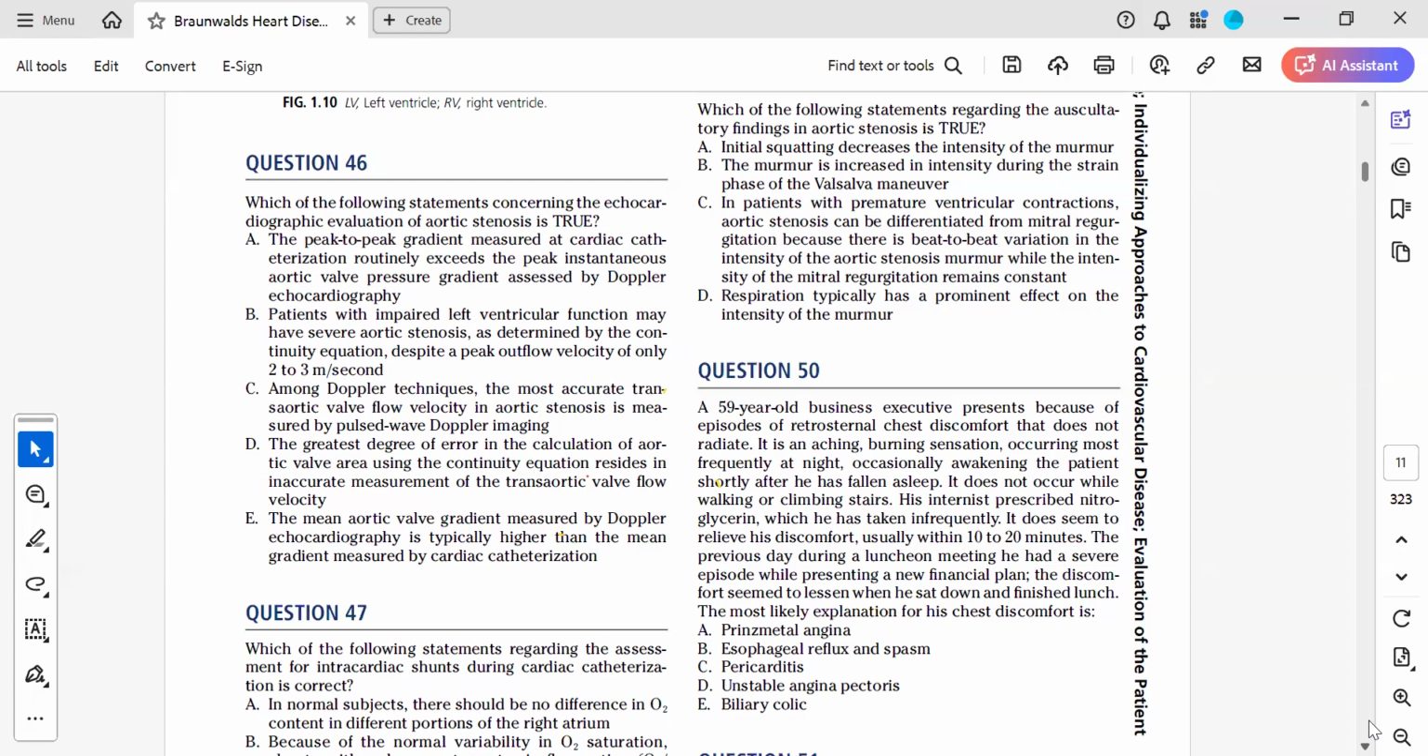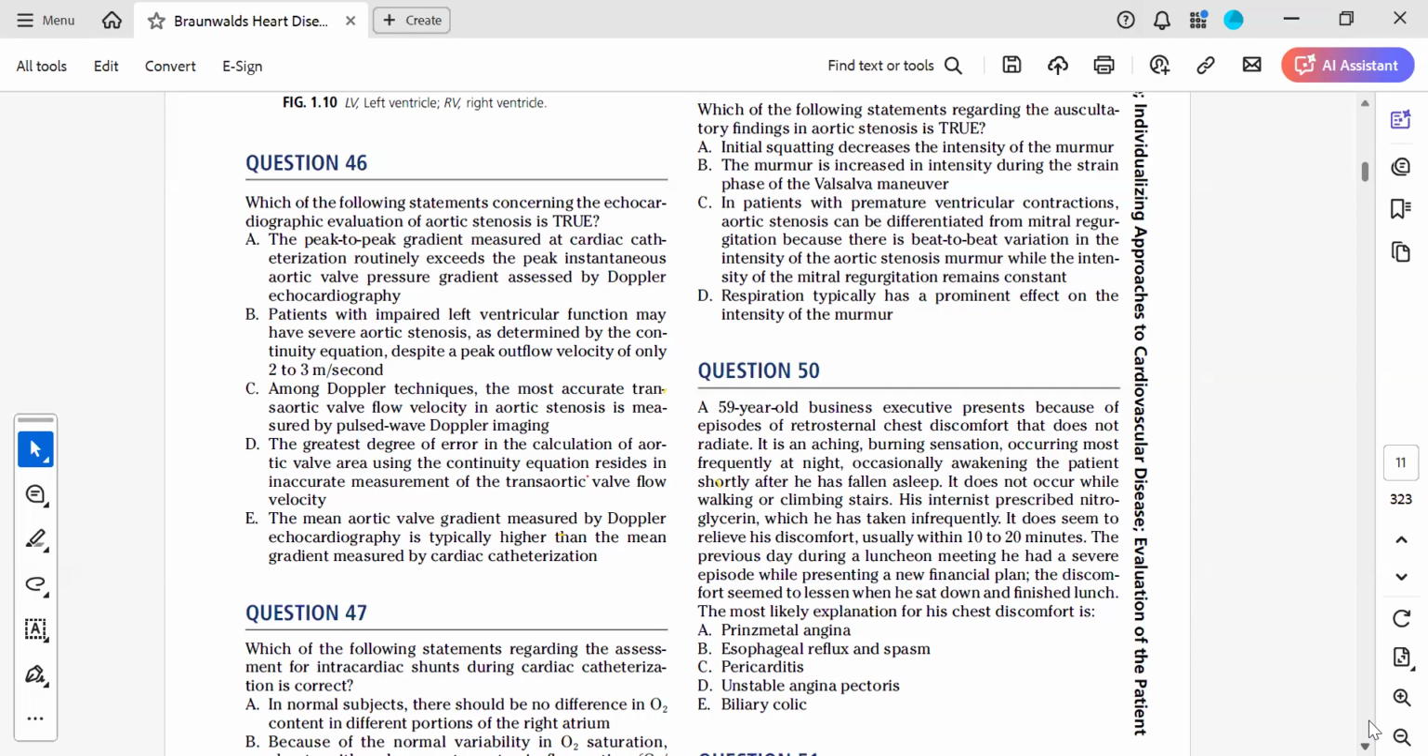His internist prescribed nitroglycerin, which he has taken infrequently. It does not seem to relieve his discomfort. If it's angina, we expect that nitroglycerin should relieve his discomfort, but he's not getting that. Let me read it again. His internist prescribed nitroglycerin, which he has taken infrequently. He doesn't really take it regularly. It does seem to relieve his discomfort, usually within 10 to 20 minutes. Let's just note that too.